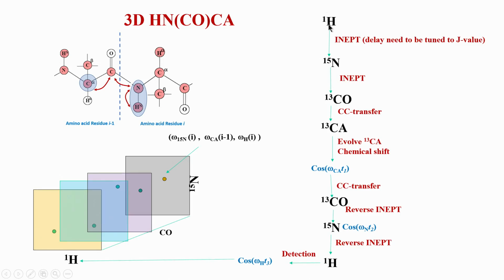So, you start again from proton amide, excite the amide proton, which, as I told you, is always done using INEPT. We transfer it to nitrogen by tuning it to the appropriate J value. Then from nitrogen we use INEPT to go to CO. So, if you recollect, this part actually is similar to HNCO. In HNCO we did the same thing, we went from amide proton to nitrogen with INEPT and then from nitrogen again we went to CO with INEPT.